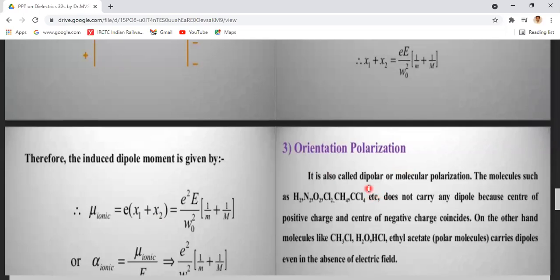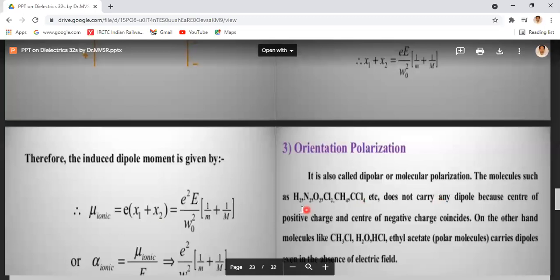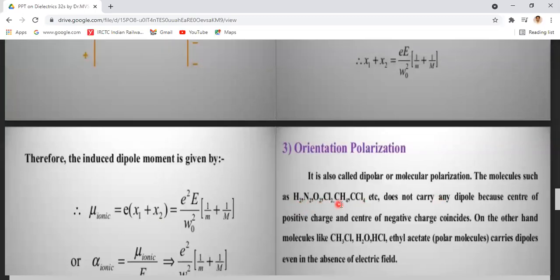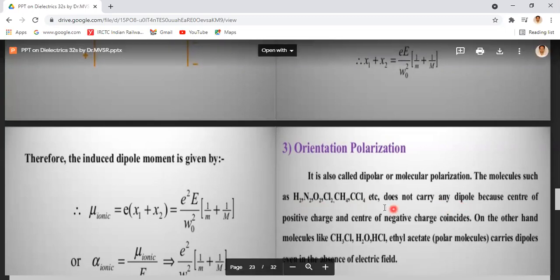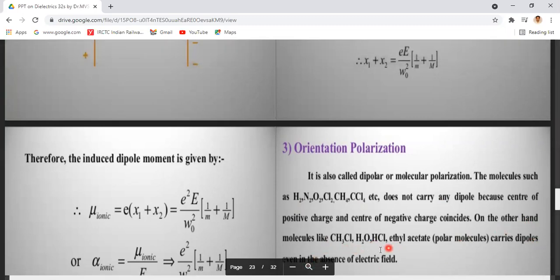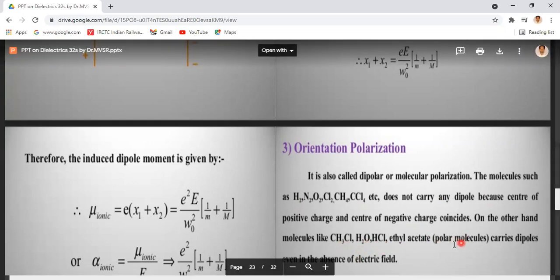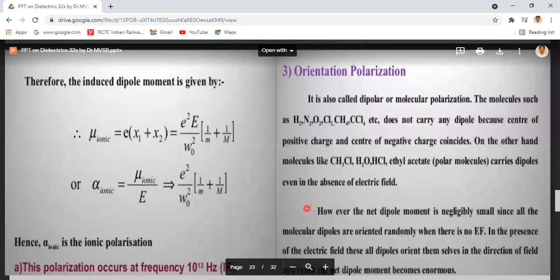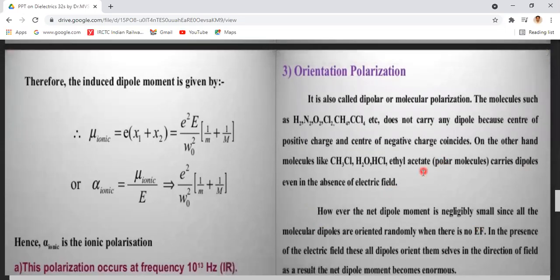It is also called dipolar or molecular polarization. Molecules such as H2, N2, O2, Cl2, CH4, CCl4 do not carry any dipole, because the center of positive charge and the center of negative charge coincide. On the other hand, consider other molecules such as HCl, H2O, CH3Cl, and ethyl acetate. These are polar molecules. They carry dipoles even in the absence of an electric field.